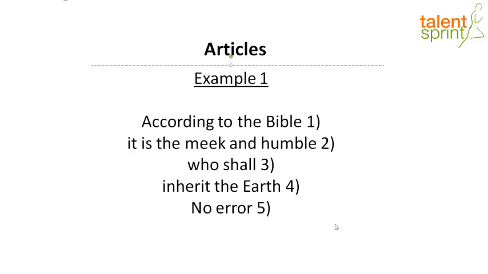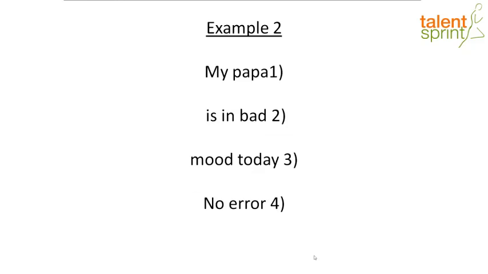Let's look at our second example. My papa is in bad mood today. So again, the sentence is divided into 3 parts with no error as the 4th part. My papa is in bad mood today. So there is nothing specific about it, but it's talking about that he is in bad mood. If there is a part which you think is incorrect or in terms of meaning is incomplete, which part do you think it is?